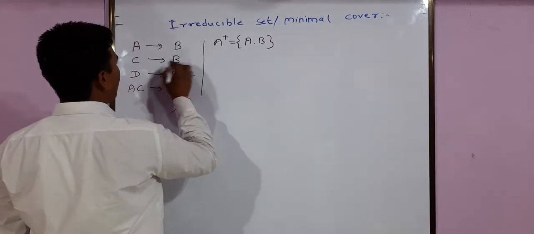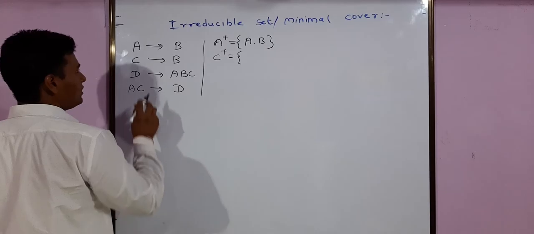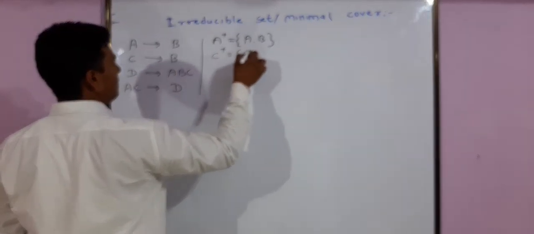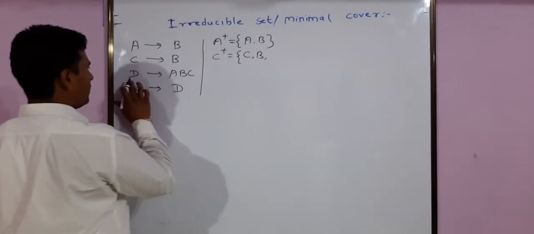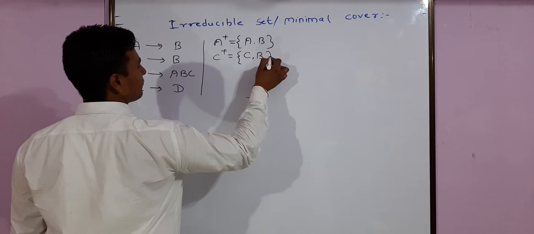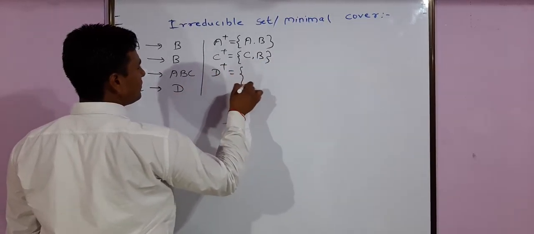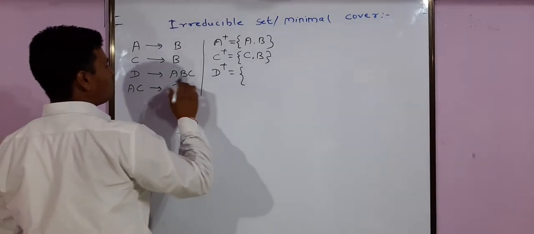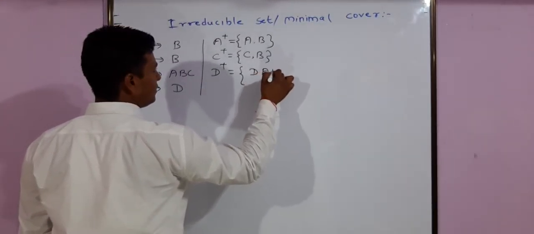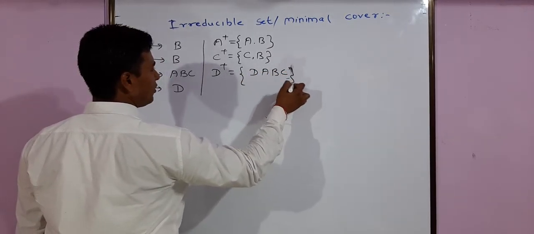Now we will have C closure from the original functional dependencies. So what is C closure here? C determines C itself, then C determines B, so I will have only this set. Then I will find out D closure. So D closure will be D determines D itself and D determining A, B, C. Those are the original set of closure for attributes.